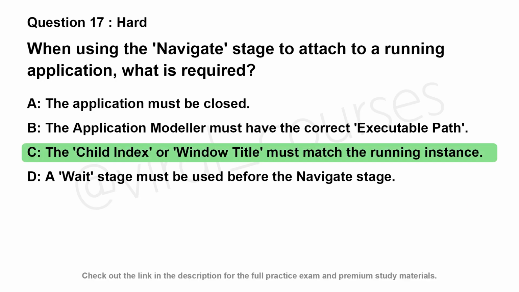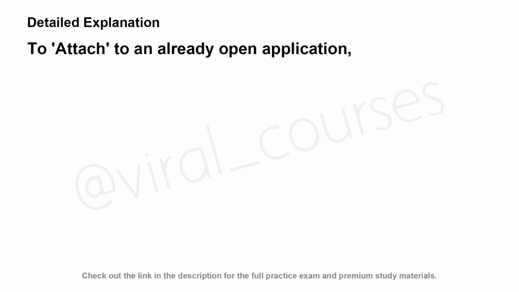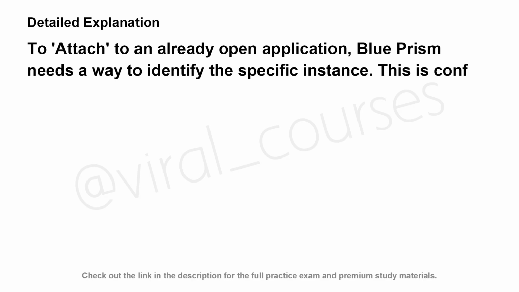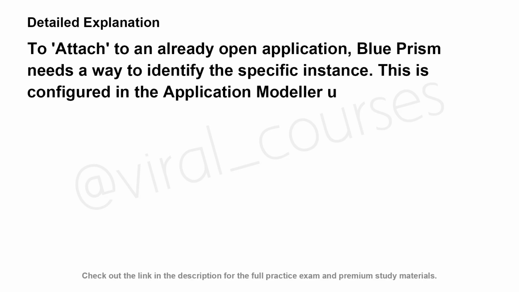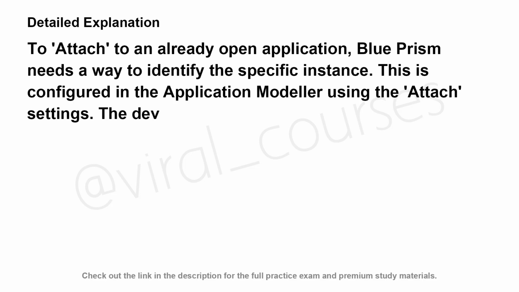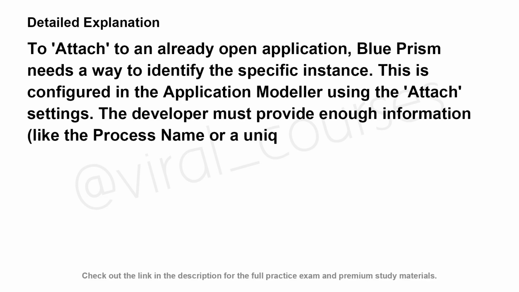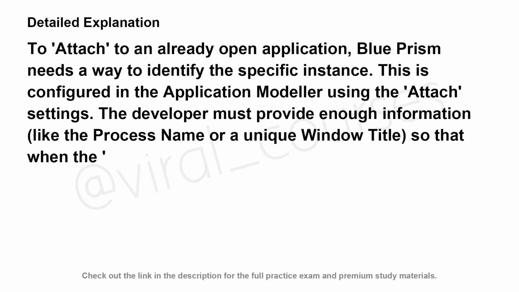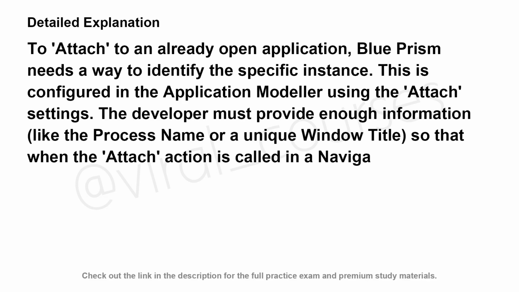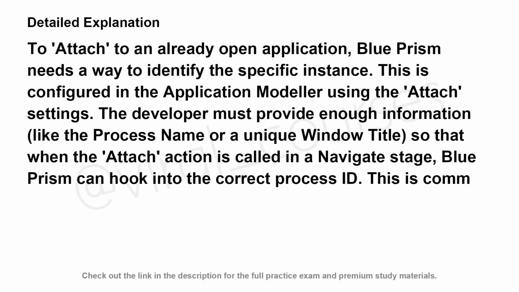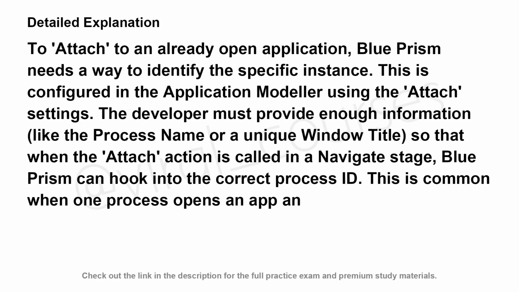The correct answer is C. To attach to an already open application, Blue Prism needs a way to identify the specific instance. This is configured in the application modeler using the Attach settings. The developer must provide enough information, like the process name or a unique window title, so that when the Attach action is called in a Navigate stage, Blue Prism can hook into the correct process ID. This is common when one process opens an app and another needs to take over.